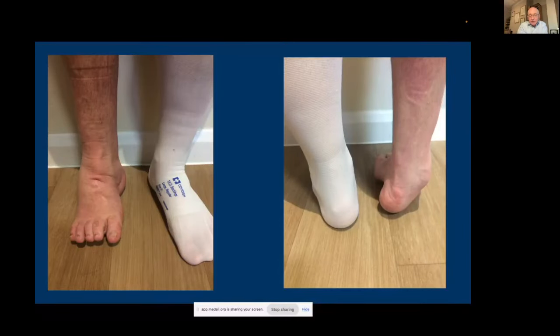Another good example of a Cavovarus foot. That's such an obviously tight Achilles. If you look at the view from the back, you can see it. How tight the Achilles is with the heel in varus, and the heel doesn't even touch the floor. This is him trying to put his heel down on the floor.